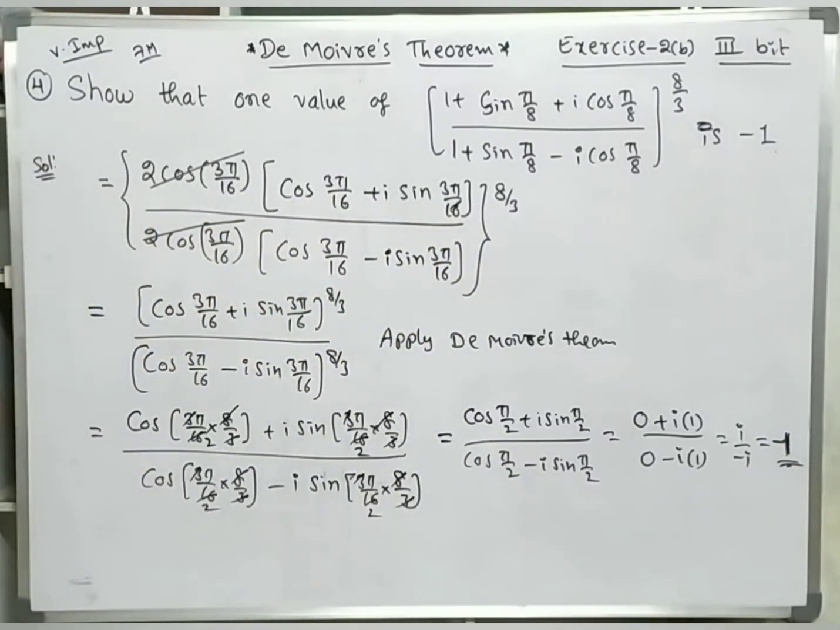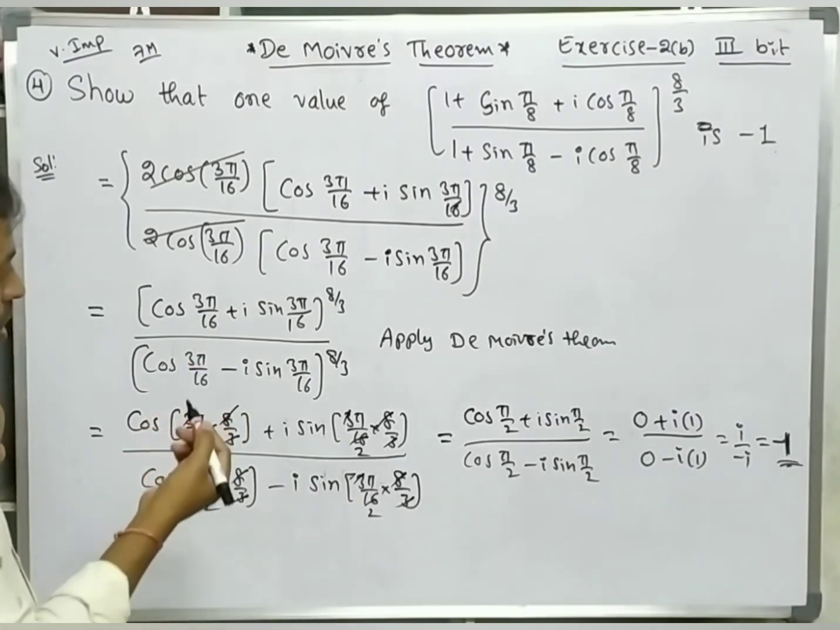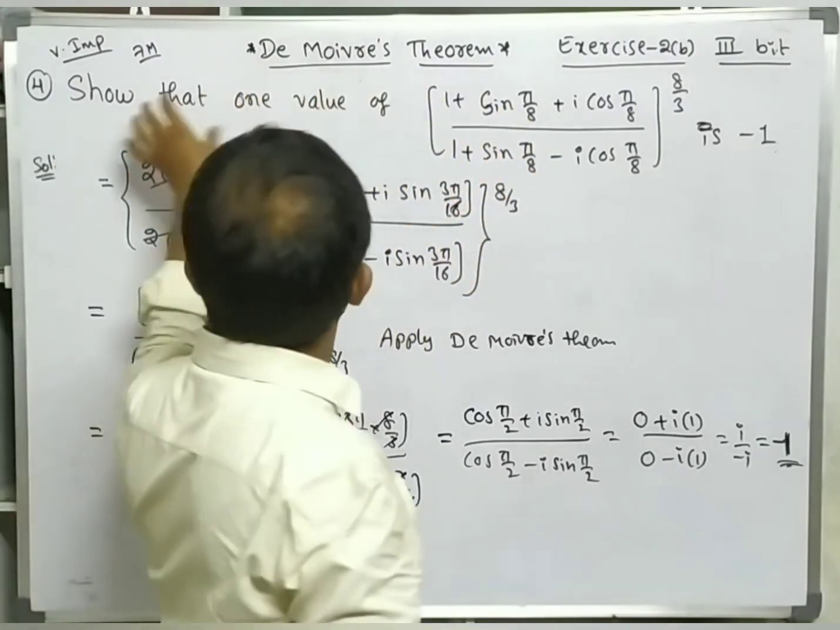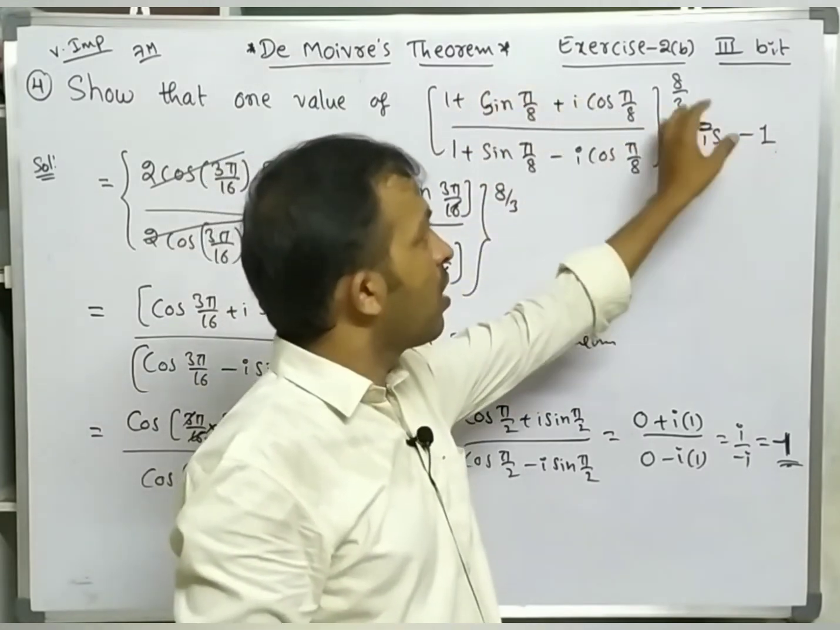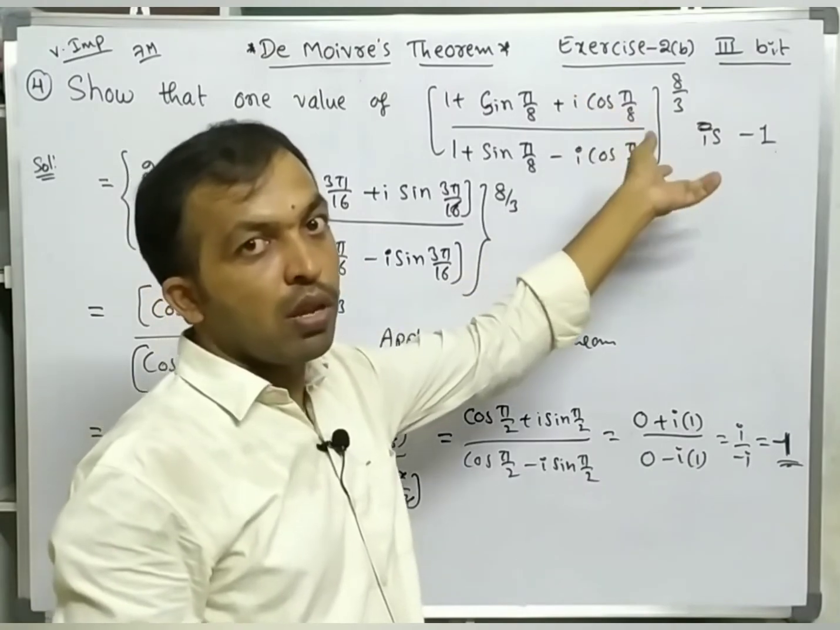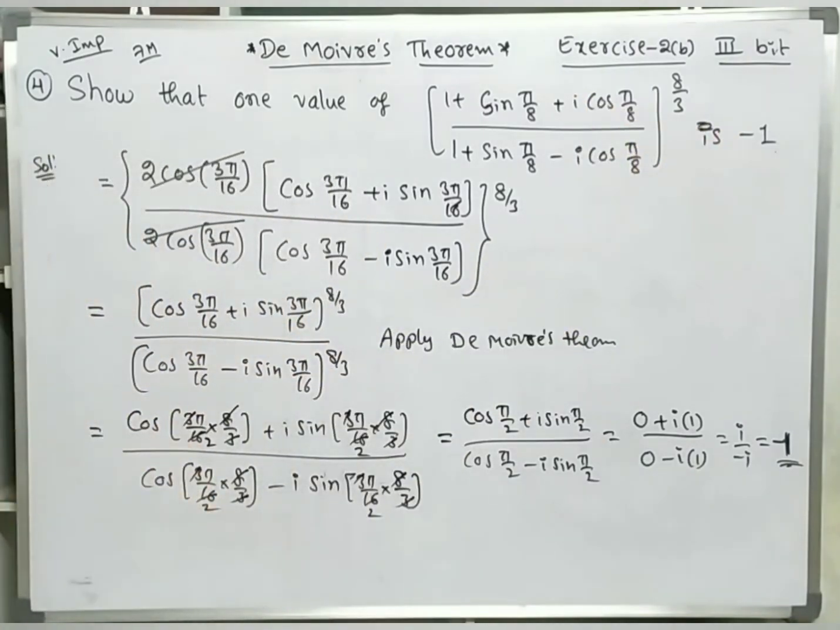Simple problem. So do carefully, simple steps. Okay, do practice and solve it. Only we have 7 to 8 steps. Don't lose the marks. So the answer is, show that one of the values of this one is minus 1. So power 8 by 3 means we will get 3 roots. In those 3 roots, one root is minus 1. So by simplifying the problem only we will get minus 1.